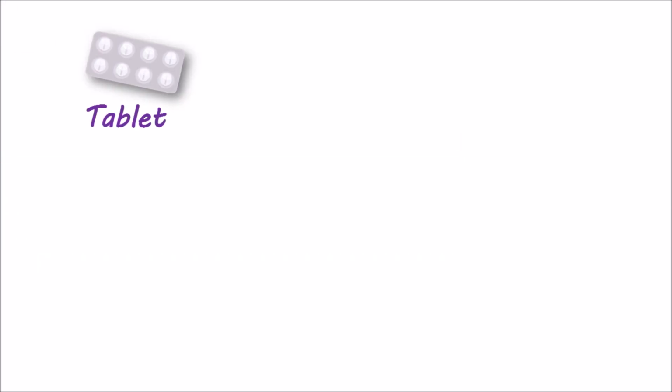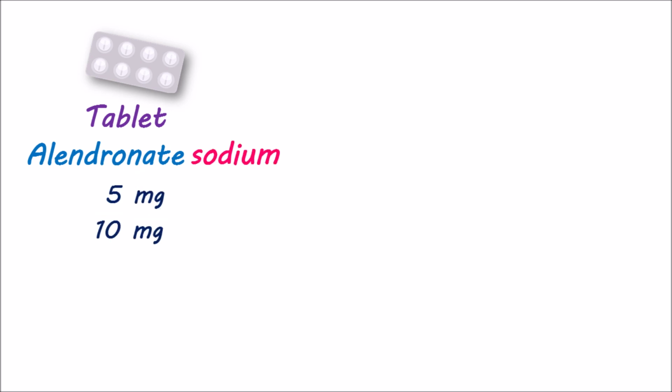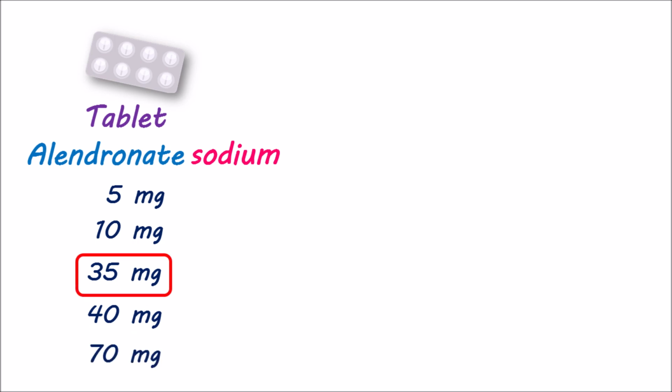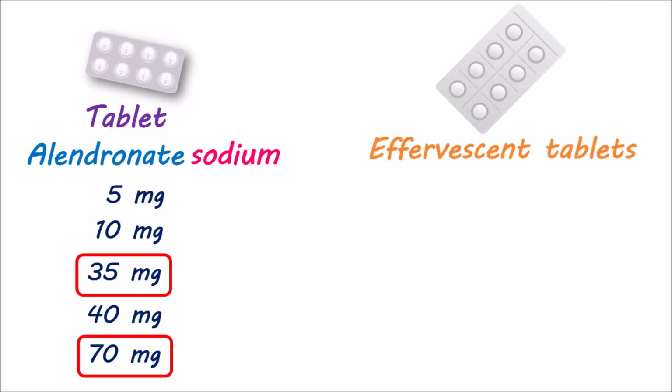Alendronate is available as tablets in various strengths. Each tablet contains alendronic acid as its salt, alendronate sodium. It is available from a low strength of 5 mg to a higher strength of 70 mg. Among them, tablets of 35 mg and 70 mg strength are more popular. For people who have trouble swallowing, alendronate is also available as effervescent tablets and an oral solution.